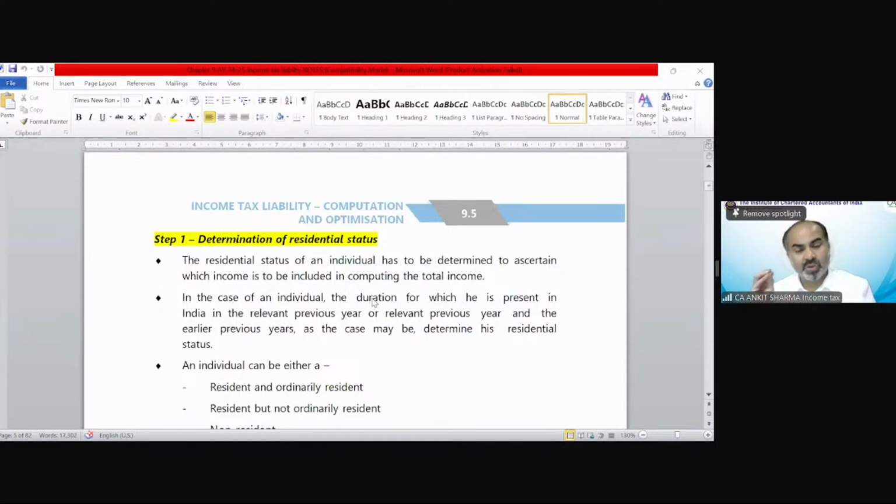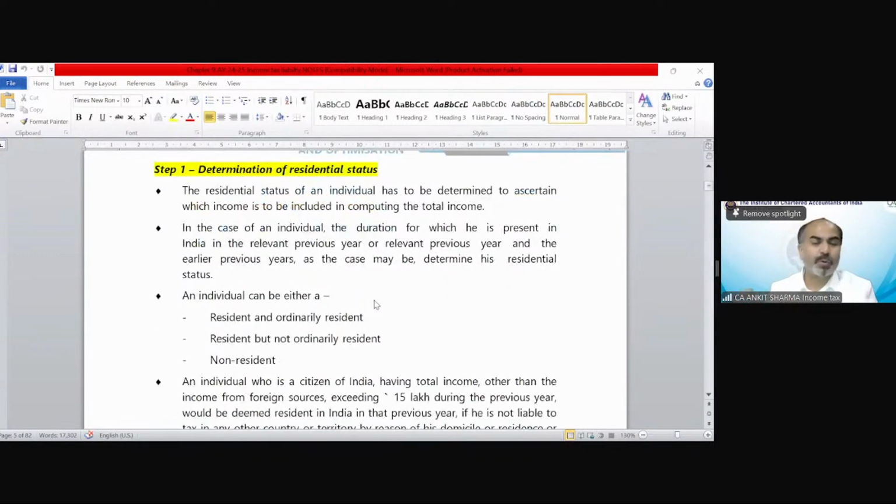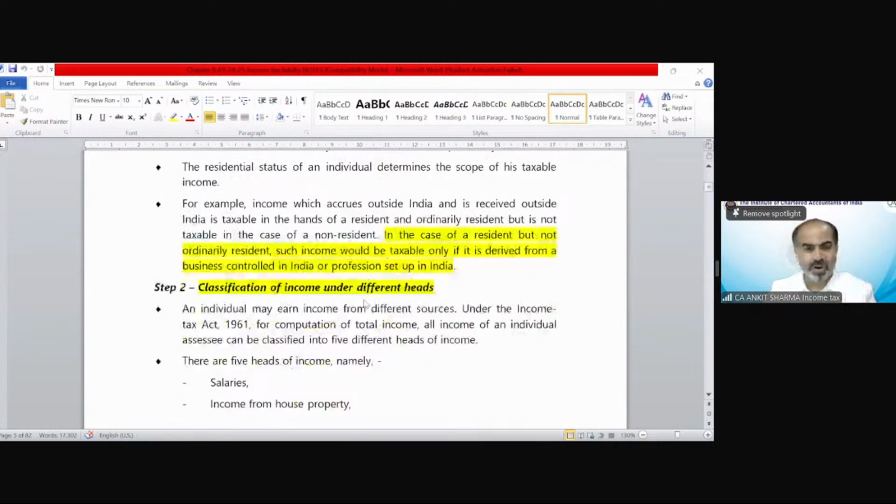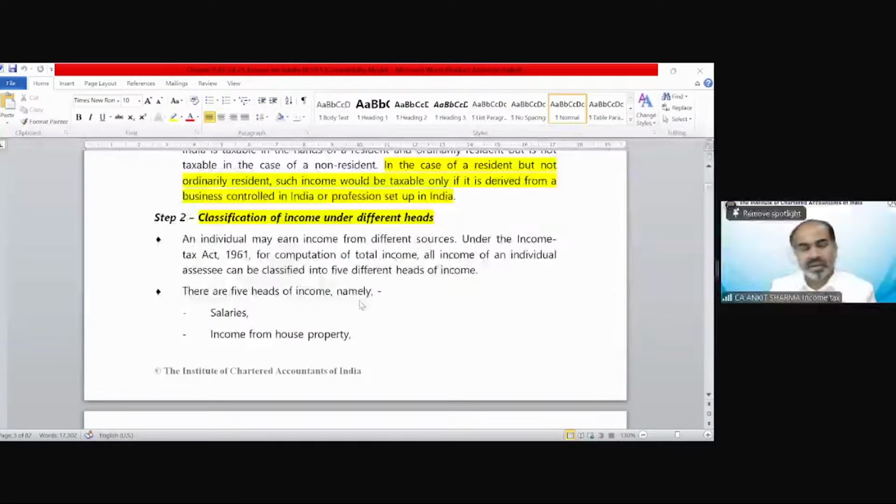There could be 3 categories of residential status. Either it could be a resident and ordinary resident, or a resident but not ordinary resident, or a non-resident. We have gone through the provisions, so not going to revise these topics. Then after finding out the residential status, the second step is to calculate the income under various heads, or to find out which income needs to be classified under which head.